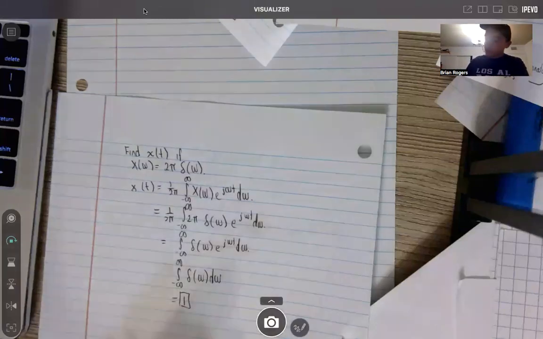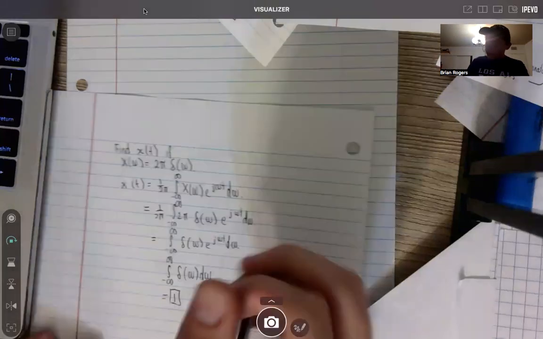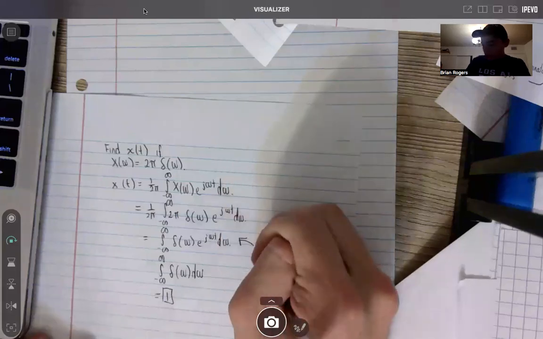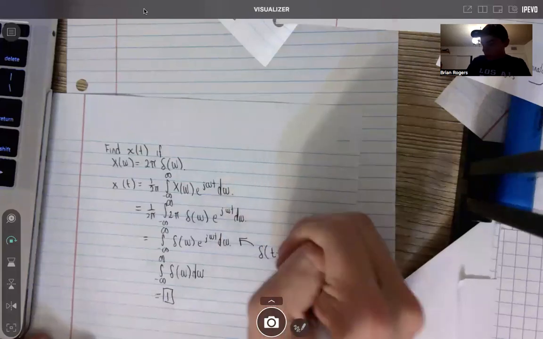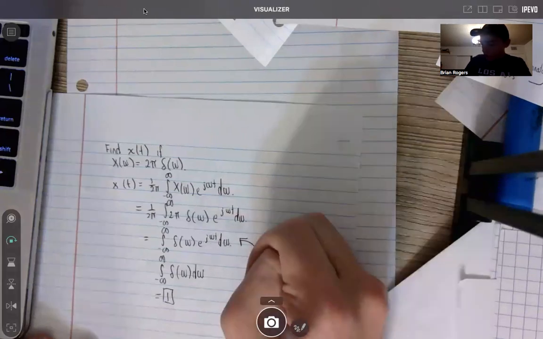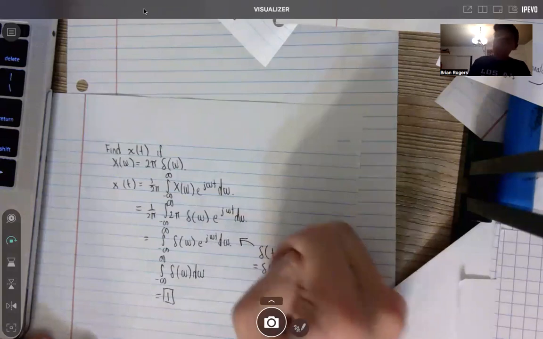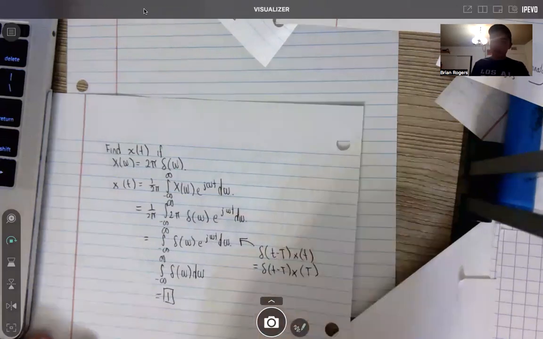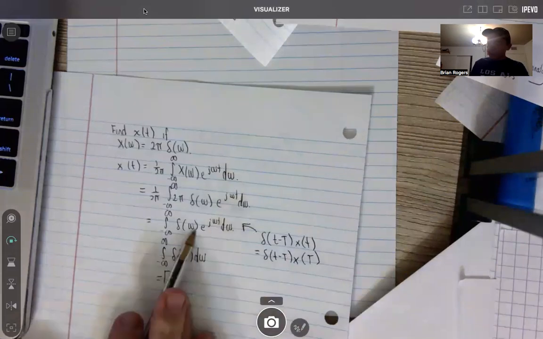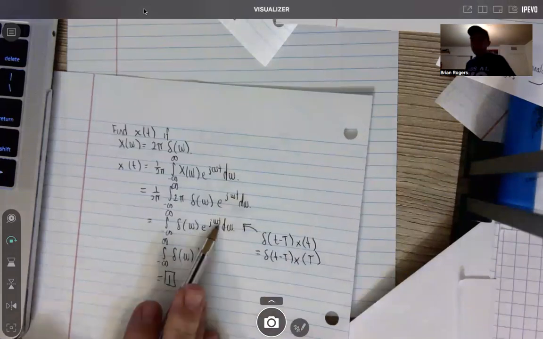And so the shifting property, if you remember, and if you don't, that's fine: delta, and then remember it's like t minus tau, and then x of t. That is equal to delta t minus tau, and then x of capital T. Then you can just plug that in here. So here it's 0; we plugged in 0 because that's our x of t.